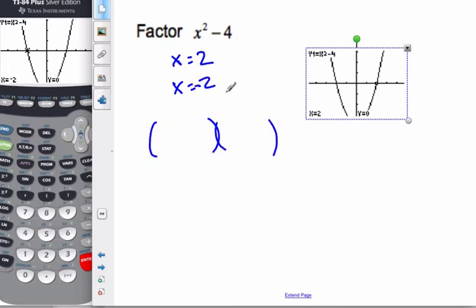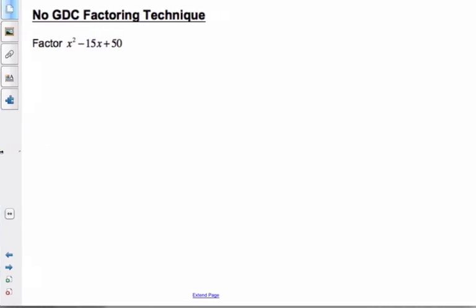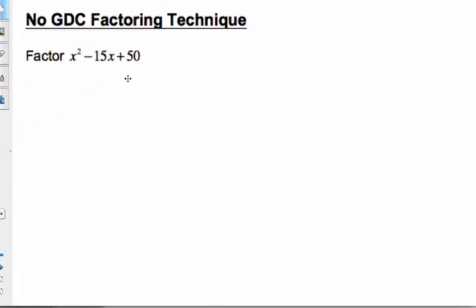Rewriting from the x-intercepts to the factors, this one becomes x minus 2, and this one becomes x plus 2. The signs change. So to factor with our calculator, we use the graph and the x-intercepts, and we work backwards. Okay, now we're looking for factoring techniques when we do not have our calculator. So we're going to put our calculator away.